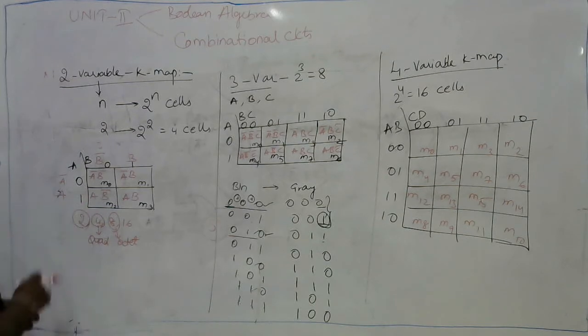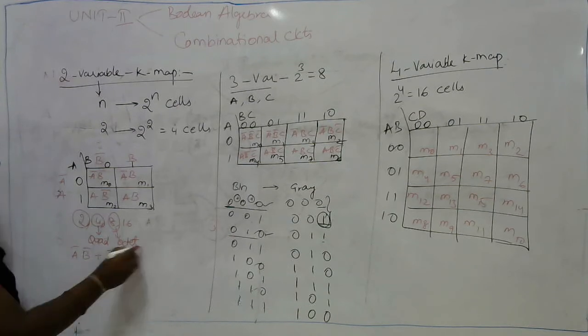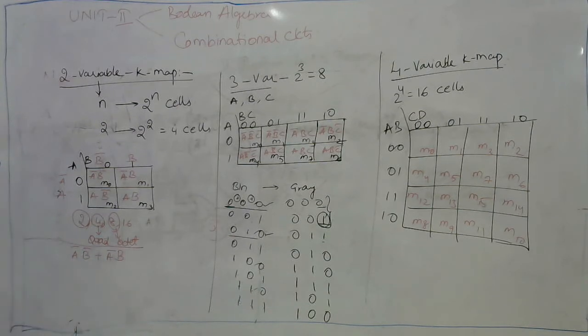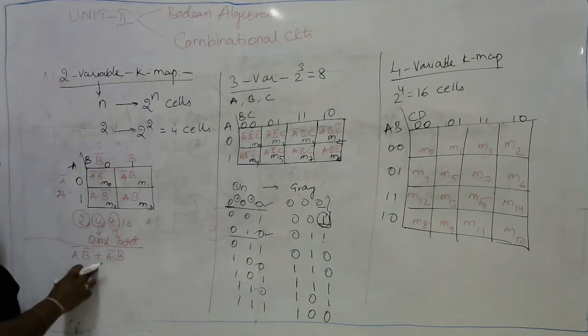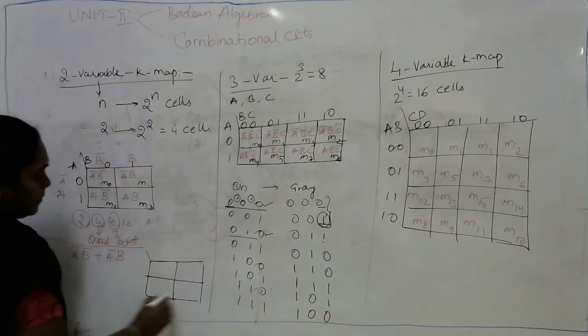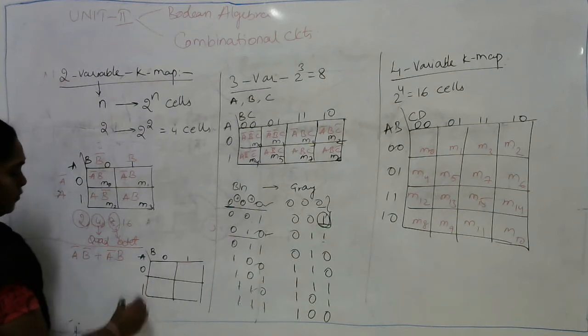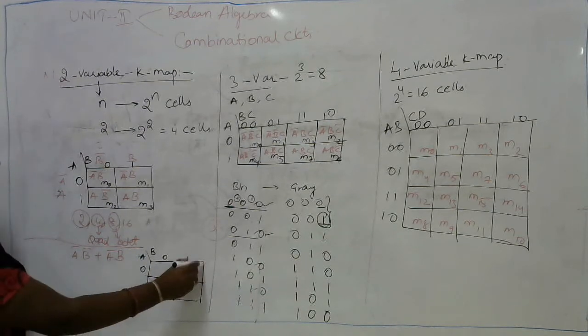Now let me take the example which we have taken previously, that is A bar B bar plus A bar B. Here I don't want to use any laws and theorems, but I want to simplify the Boolean expression by using the K-map. As it consists of only two variables, A and B, I need to draw a two variable K-map. A two variable K-map consists of four cells, A, B, 0, 1, 0, 1. This is the first step, drawing of a K-map.